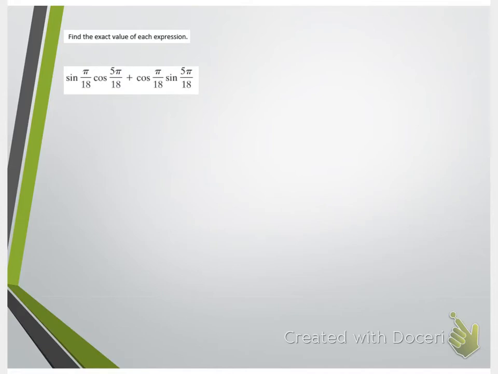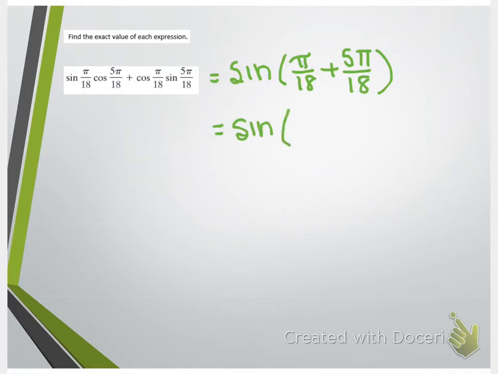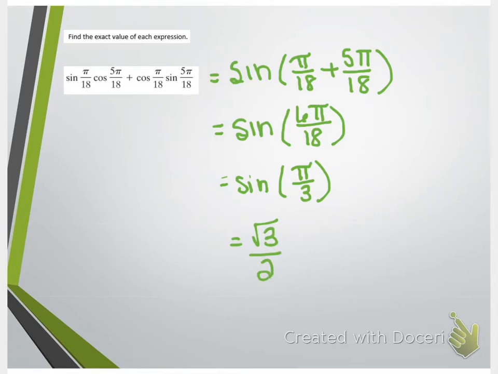So what you can do is you can say, oh yeah, that's coming from that formula, this one. Now, hopefully, it's going to just kind of collapse now. So 1 over 18 plus 5 over 18 is 6 pi over 18, which conveniently reduces to pi over 3. What's the sine of pi over 3? Read it off your unit circle, root 3 over 2.